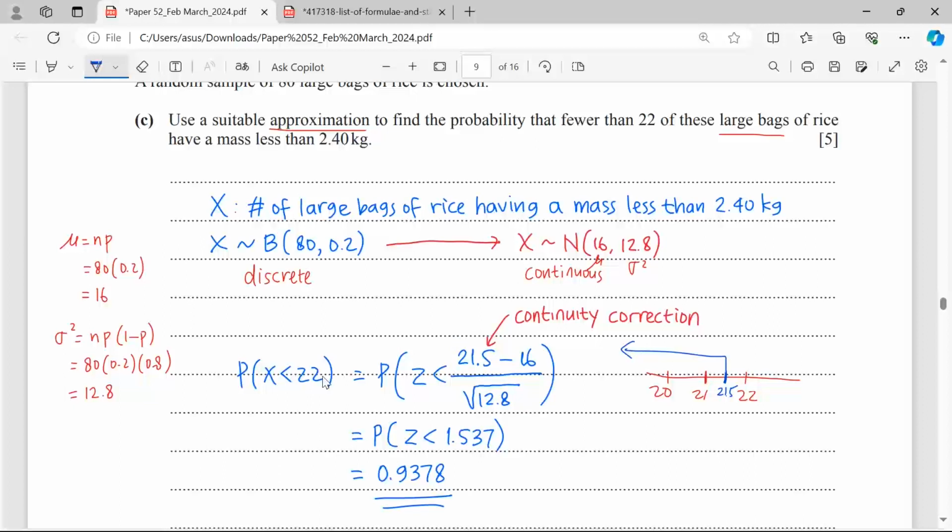And then minus mu, which is 16, over sigma. Remember, 12.8 is sigma square, not sigma. So you have to take the square root of 12.8 in order to find the sigma. And you will get this one, 1.537. Using the table again, the probability z is less than 1.537 is actually 0.9378. So that's the answer for question number 4.